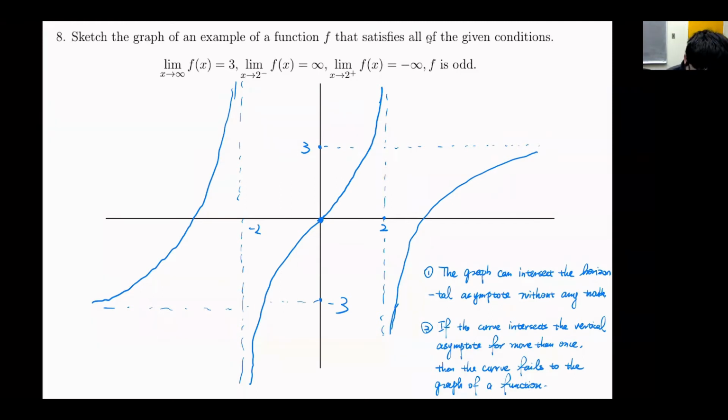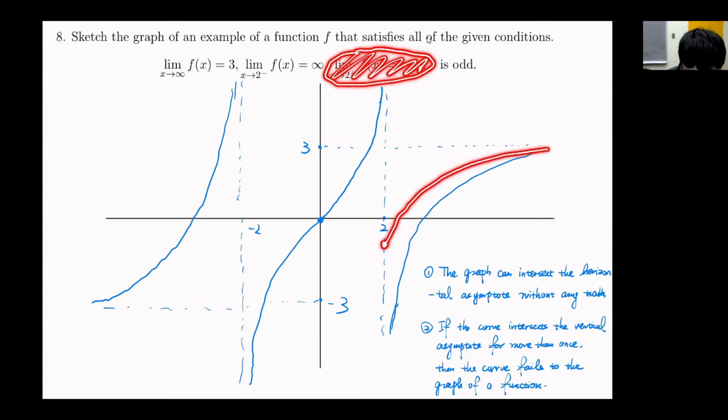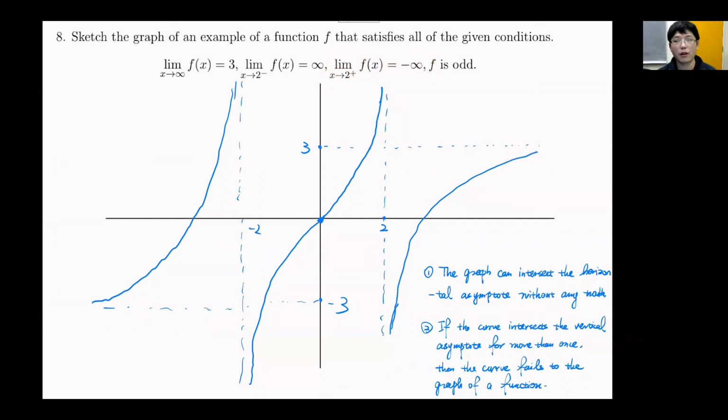For example, if we do not have this requirement that the right-hand limit is minus infinity, then a possible configuration of this function is going to be like f of 2 takes this value, and then it will approach 3 as x approaches positive infinity. So that's the case where you may have a function intersecting the vertical asymptote once, but please make sure that only one point on the graph is sitting on the vertical asymptote. Okay, so this is what I want to say about problem 8.